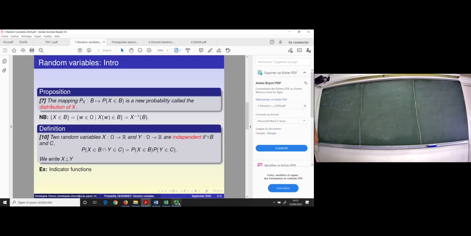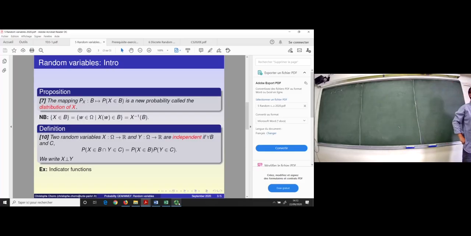So when I define things this way, I have a probability. And the name of this new probability will be the distribution of X. So I have my capital X, that is from omega into R. A mapping.